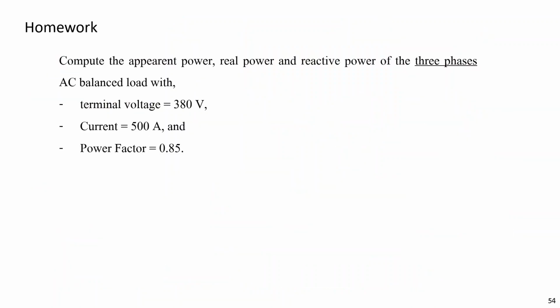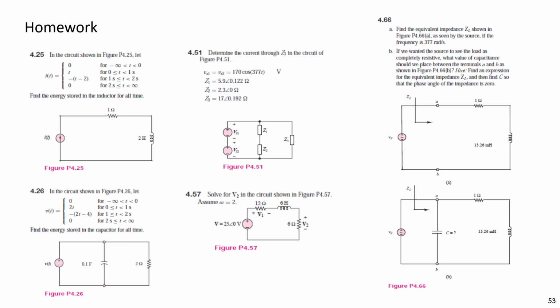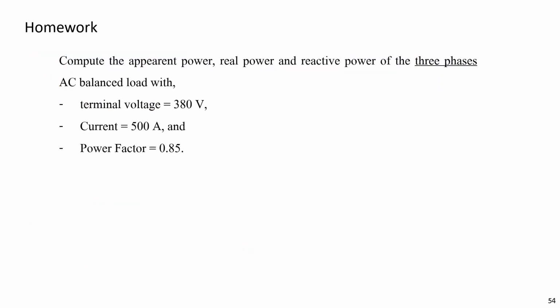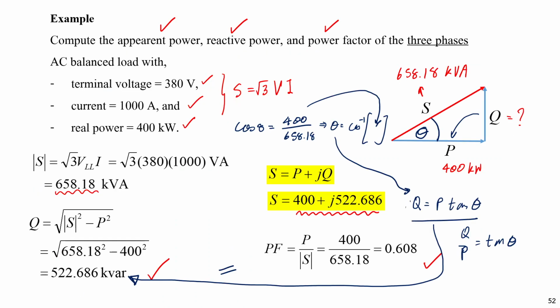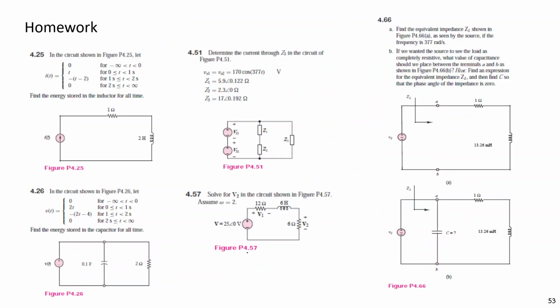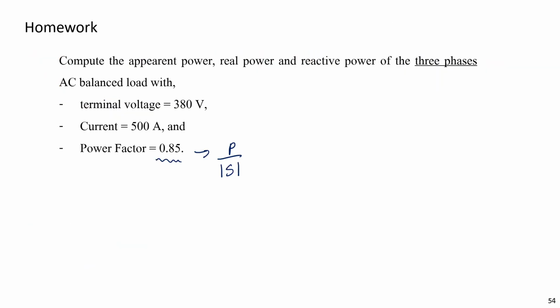Okay, this is your homework, right? And this is also your homework. But in this problem, the information you have is power factor. You know P divided by absolute S. You know power factor instead of knowing P, right? You know this value instead. I think you can do it, right? And it's good to do this homework. Okay, I will break here. Any question? No.